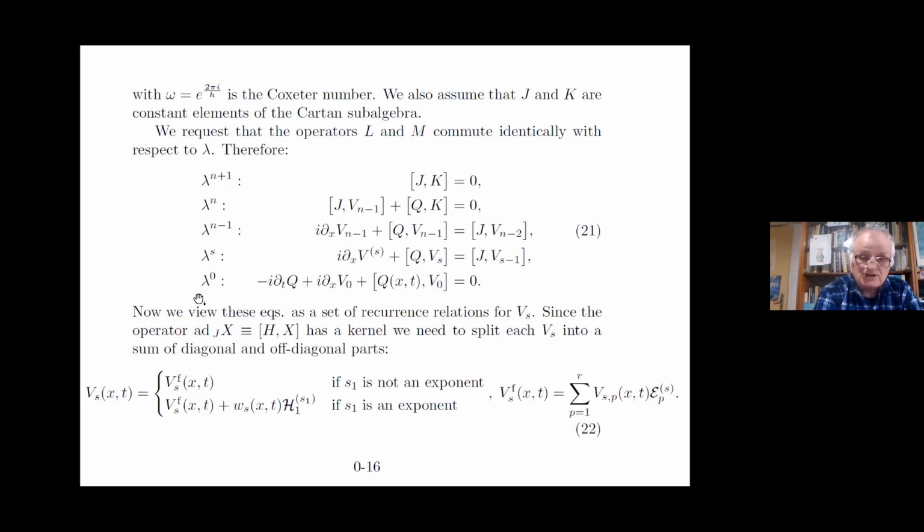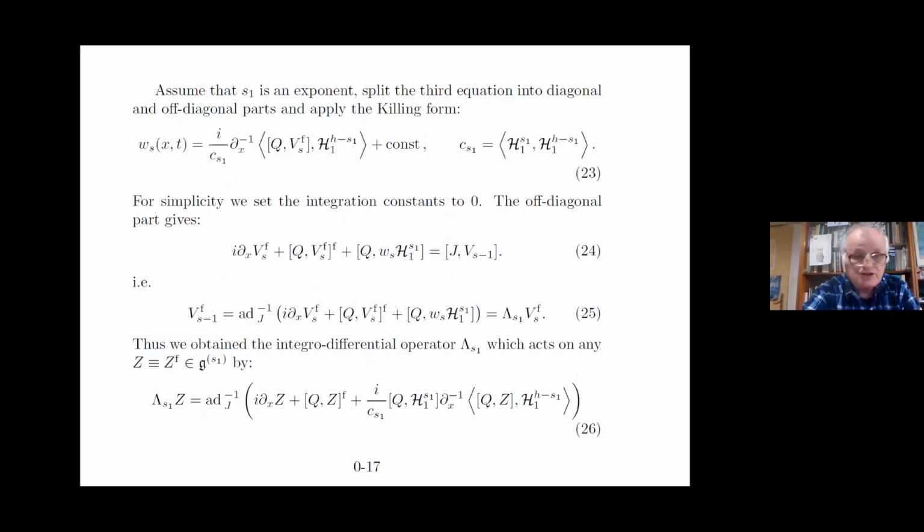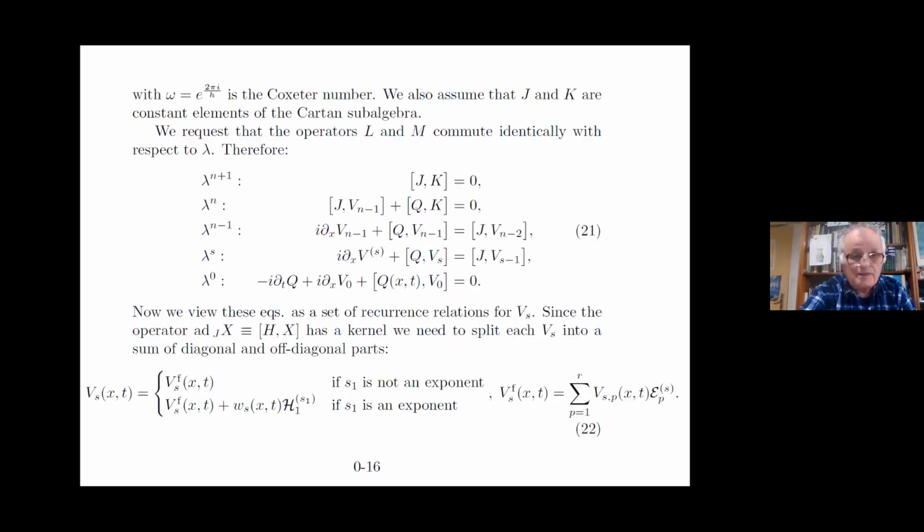What remains to ensure is that the lambda independent term also vanishes. And we shall see that it vanishes if and only if the potential Q satisfies certain nonlinear evolution equation. We shall see these equations. So, sorry. When we do these recursion relations, we have to remember that taking the commutator with J has a kernel.